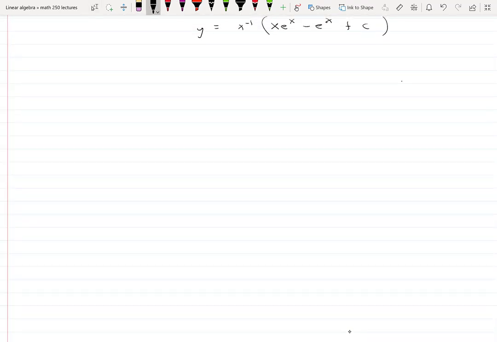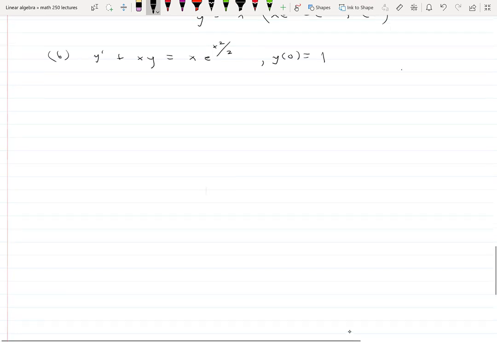Okay, let's look at another example. Example b, y prime plus x y equals x e to the x squared over 2. Let me clean that up, it doesn't look very x squared over 2-ish. e to the x squared over 2. And this is an initial value problem. So we have y of 0 equals 1.